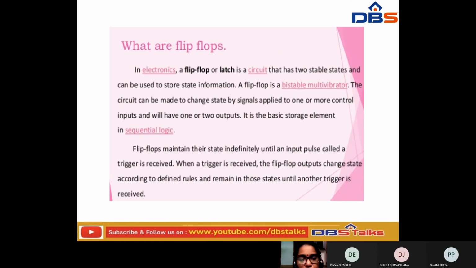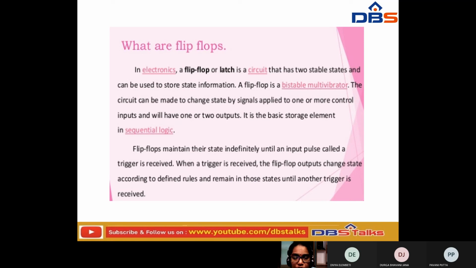Next one, what is a flip-flop. In electronics language, a flip-flop or latch is a circuit that has two stable states, and it is used to store state information. Here a flip-flop is a bistable multivibrator. So it is not a single stable state. Bistable means it has two qualities. Bi means two. So we can say it is a bistable multivibrator.